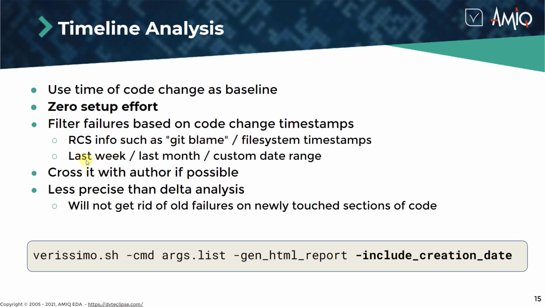However, there is a downside. This technique is less accurate than delta analysis because it will not get rid of old failures on newly touched sections of code. Imagine a failure that has been there for a year. Now you just add a printout on the same line or change the name of a variable. The old failure is on a recently changed line of code, so it will also show up in the last week filter.